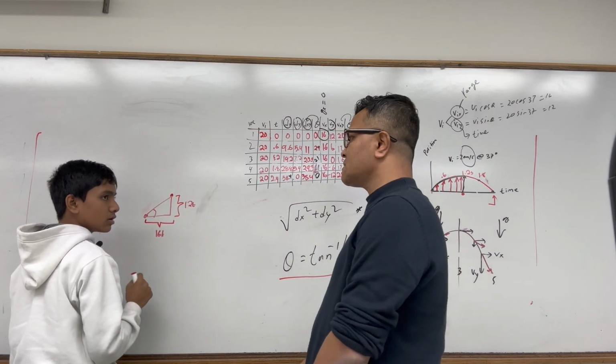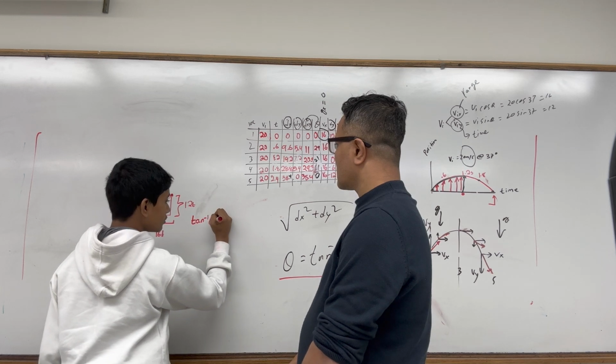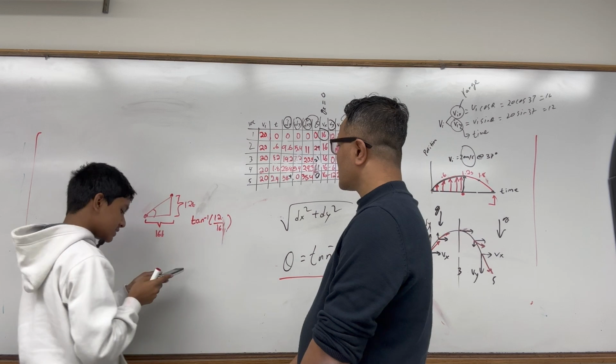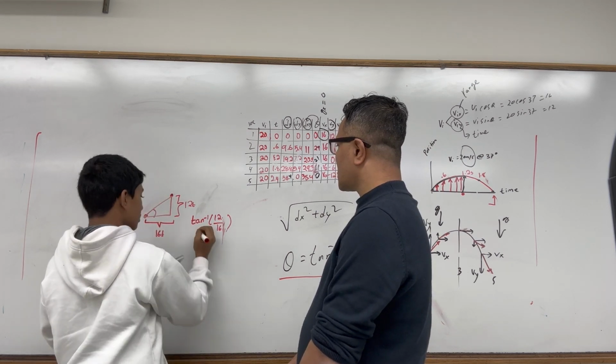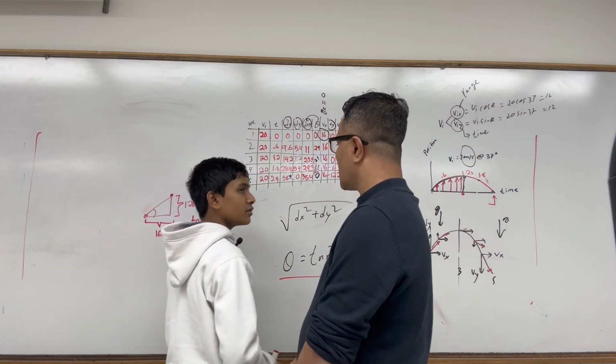Okay, speaking of calculus? Yeah. Okay. So then, once you take the arctan, it gives you 12t over 16t, which is just 12 over 16. And what does that give you when you plug it in? 37. Because that's the initial angle.